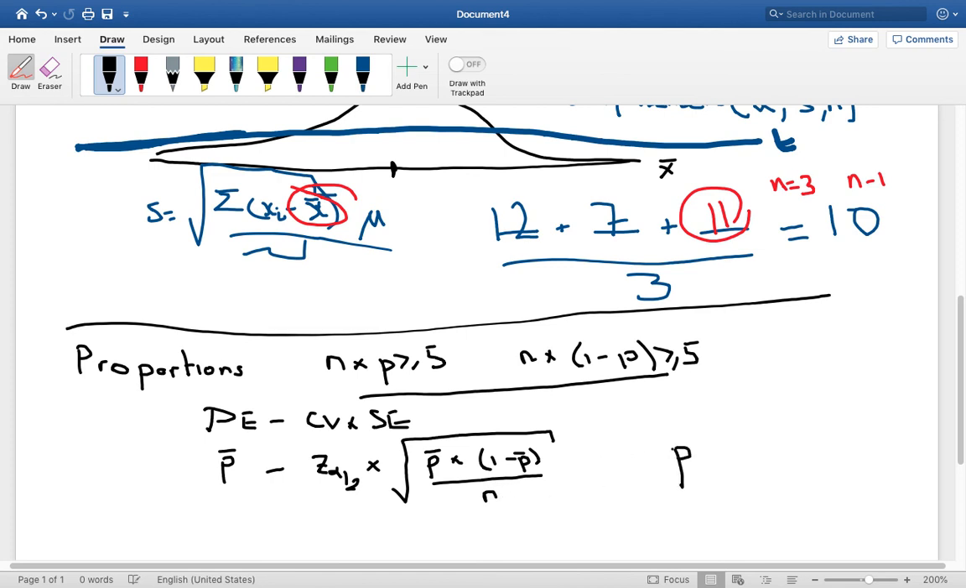It's going to be p bar plus z of alpha over 2 times the square root of p bar times 1 minus p bar over n. So these are the three scenarios you have for working out confidence intervals.